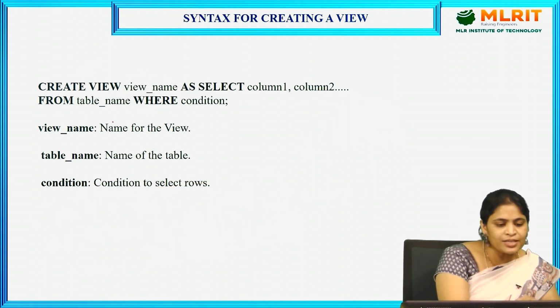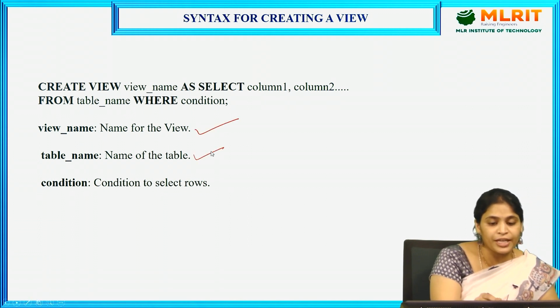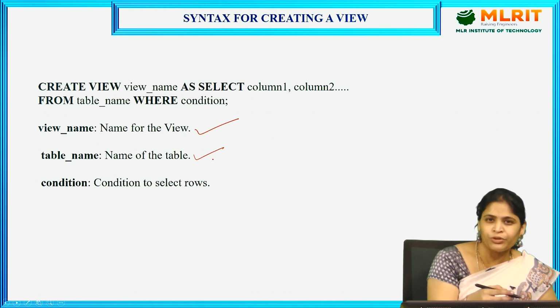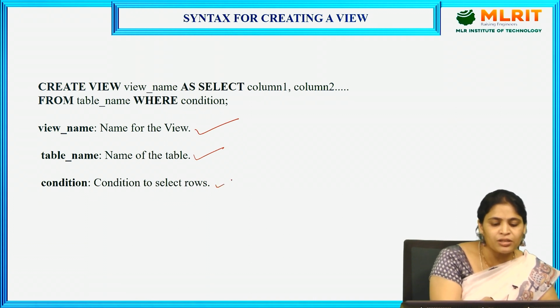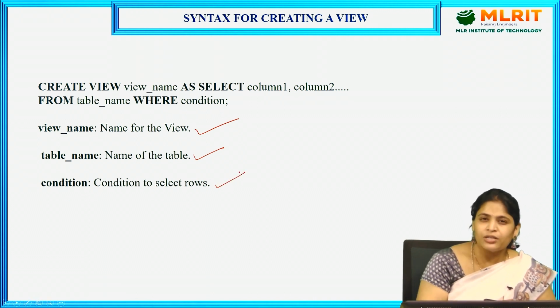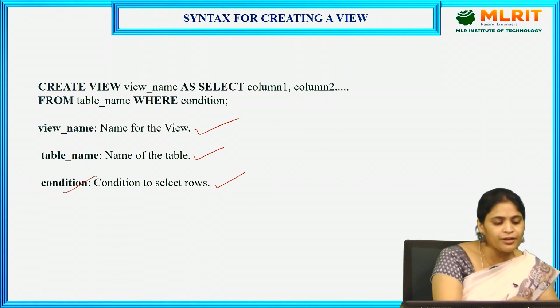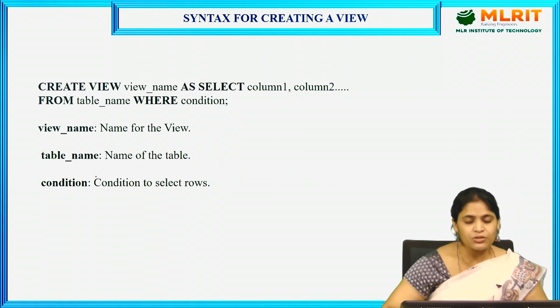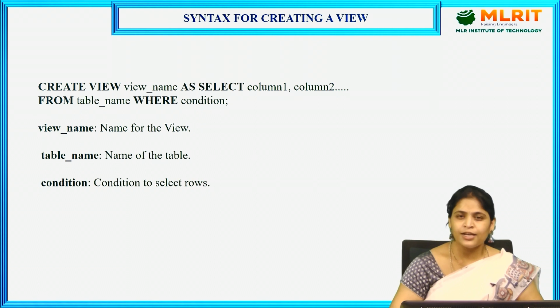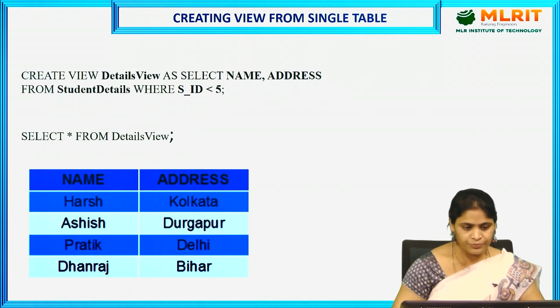So let us see here, what is the view name? Name of the view. What is the table name? Name of the table that we are going to refer. What is the condition? How many rows that we need to select, that will be represented from this condition. So this is the syntax for creating a view.